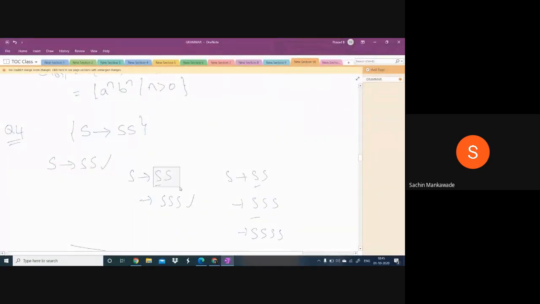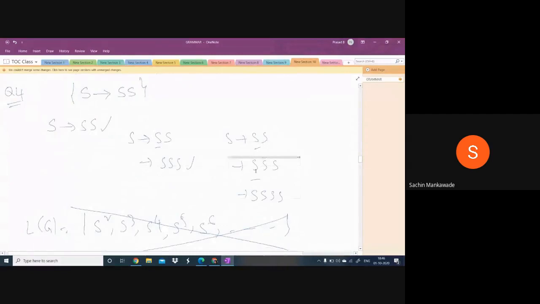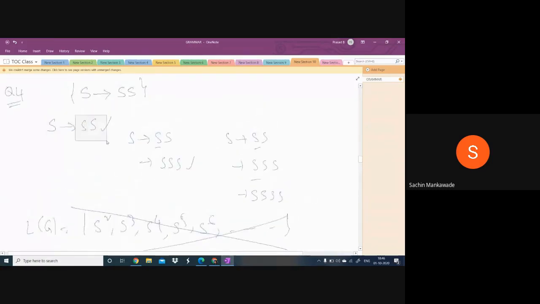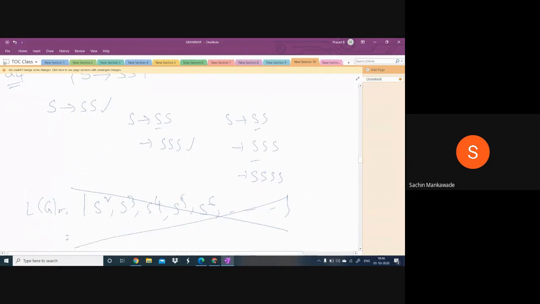So take SS in first S place. If you take SS, then S cube. Take this one SS in first S place SS. Again in this first S place SS. Then it will give S power 4, S power 5, S power 6, and so on. So here the smallest string is S square, then S cube, S power 4, S power 5, like that. So L of G is this one, S square, S cube, S power 4, S power 5.